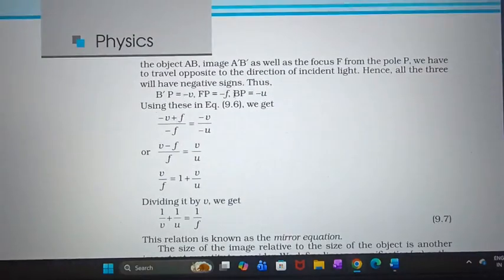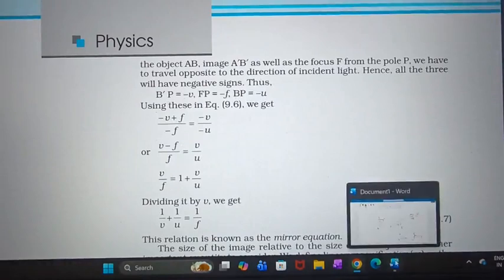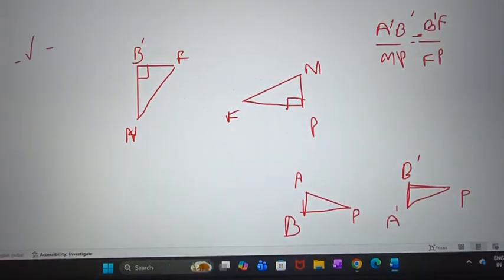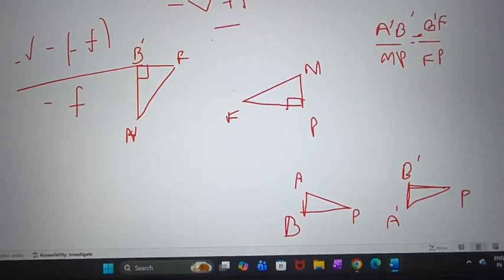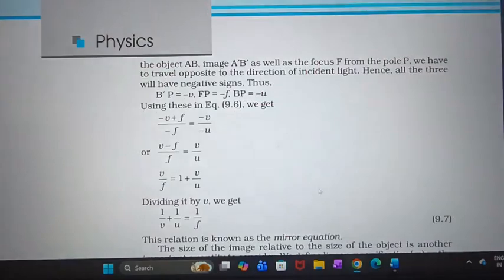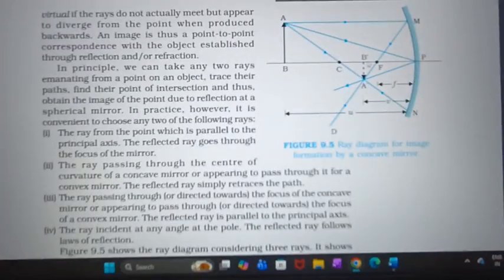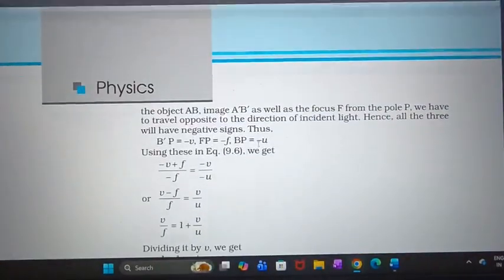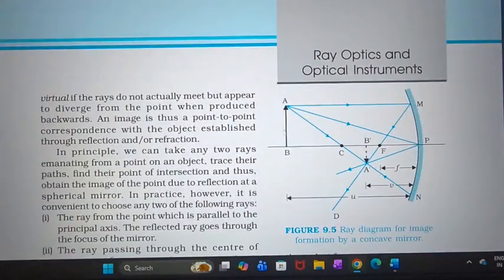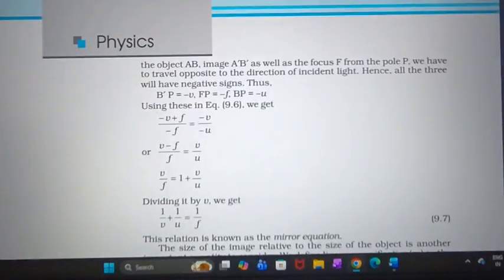So this is negative V, negative F. Negative V, negative of negative F will become positive, divided by FP again, which is negative F. So it will become negative V, minus minus is plus, F divided by negative F. That is what is written over here. Now this is equal to B dash P. What is B dash P? It is again V, the image distance, so negative V is written. Then it is BP. What is BP? AB is the object, so BP is the object distance. Again left hand side, so negative U. Negative V upon negative U.